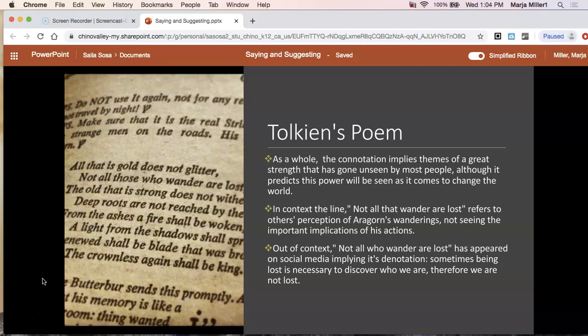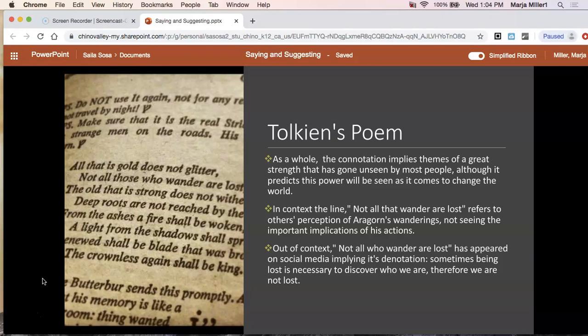All that is gold does not glitter, not all those who wander are lost. The old that is strong does not wither, deep roots are not reached by the frost. From the ashes a fire shall be woken, a light from the shadows shall spring. Renewed shall be the blade that was broken, the crownless again shall be king.